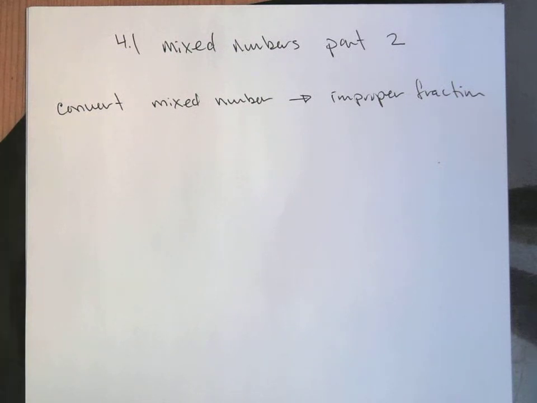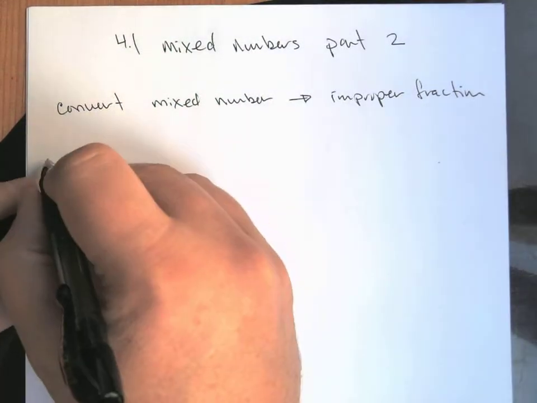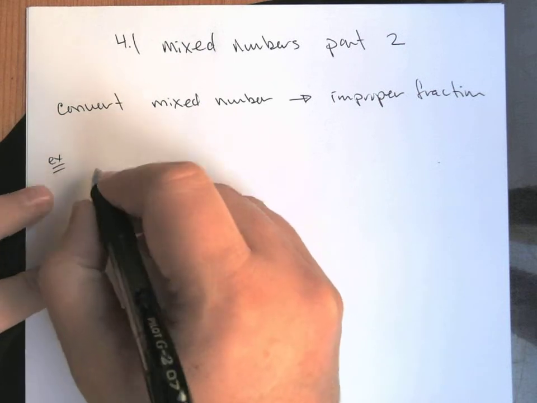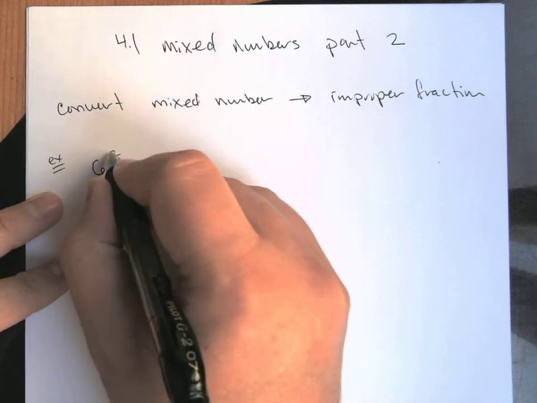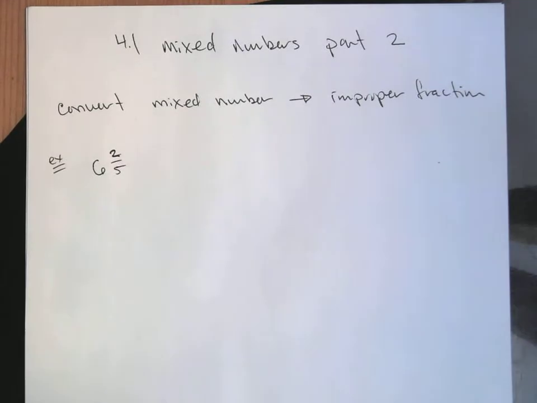I picked, let me see if I can stick with the ones I picked earlier. So let's do 6 2/5, just a positive value. To do the conversion this way, essentially what we're doing is working our long division in reverse, right?